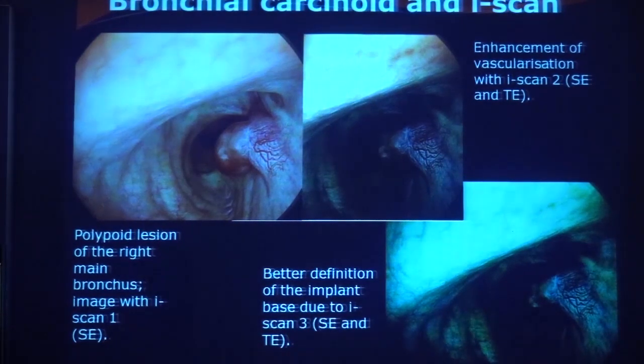Now, if you see a bronchial carcinoid with iScan, you can see it with iScan 1 where the polypoid change is seen, and the blood vessels are now accentuated in iScan 2, and this is the margin very well visualized and demarcated, so you can safely and accurately get a biopsy.